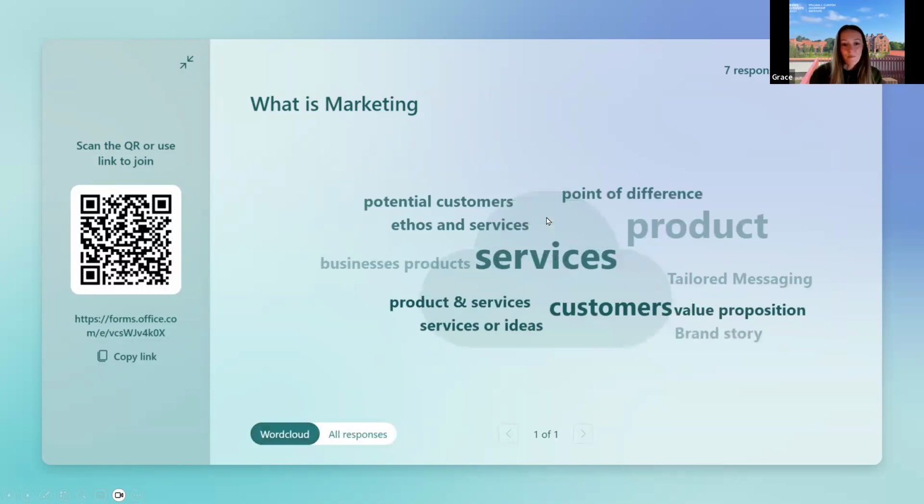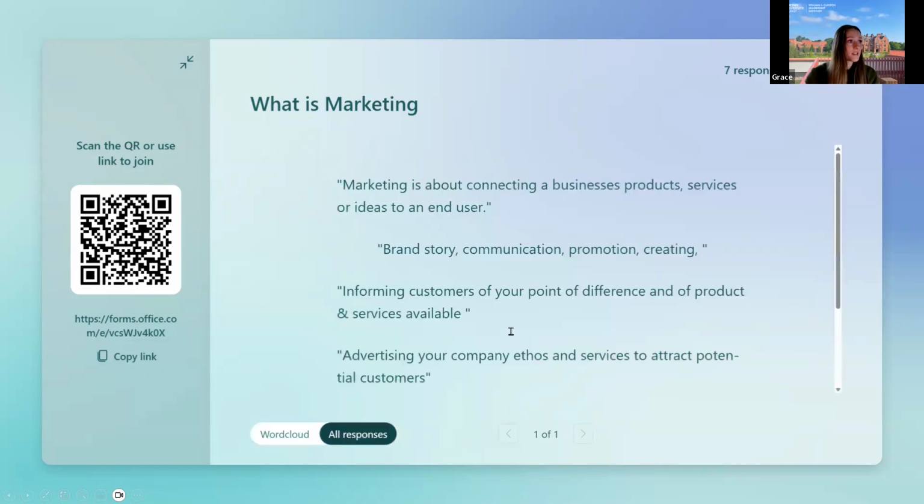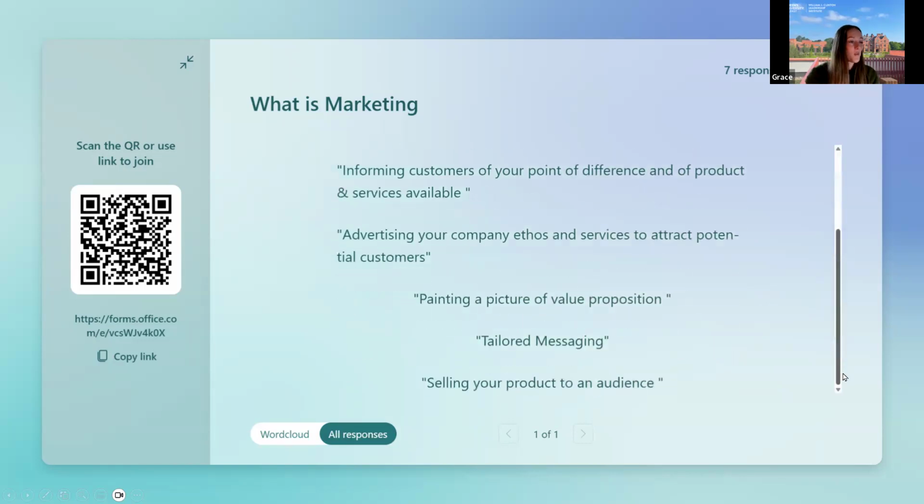In the center, the most commonly used term seems to be services and product, point of difference, customers. So plenty of really relevant elements here coming through. If we look at our statements: marketing is about connecting a business's products, services, and ideas to an end user. It's all about brand story, perhaps advertising, attracting potential customers, painting a picture, value proposition, tailored messaging. Some great responses there, and very much linked to the concept of marketing and what marketing is.